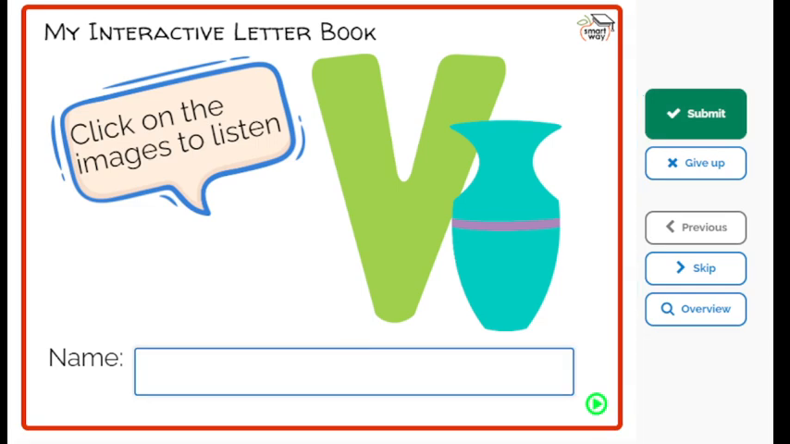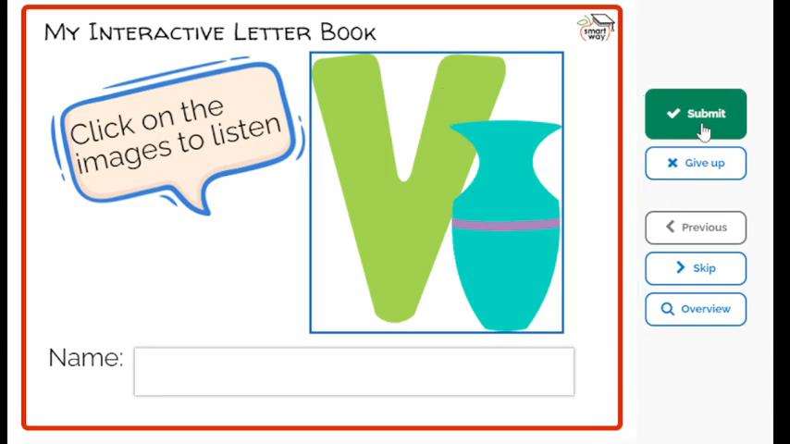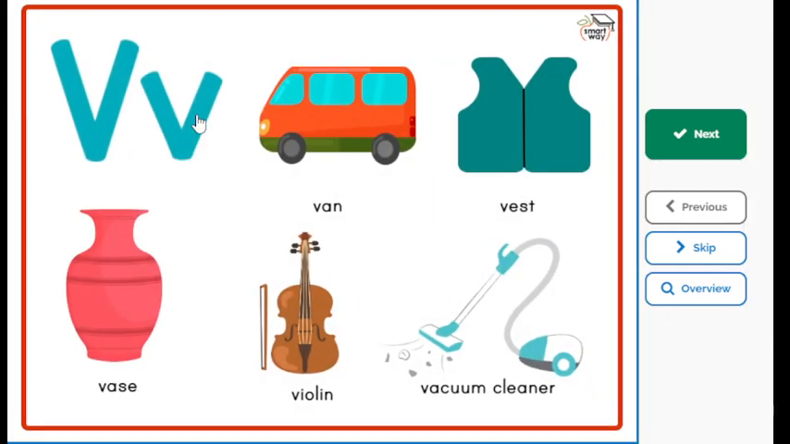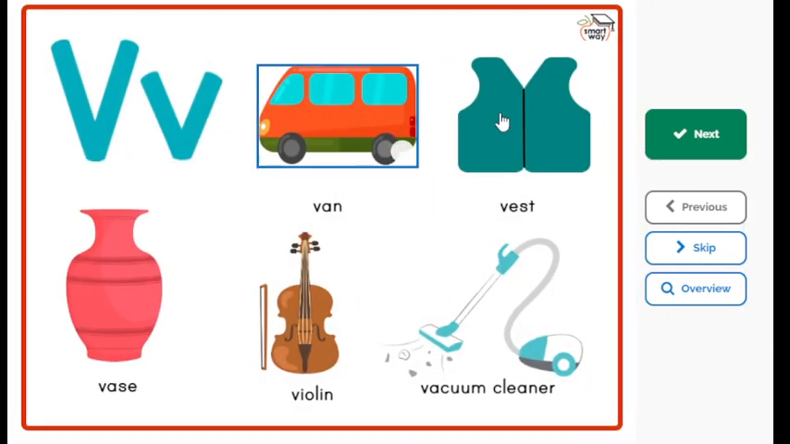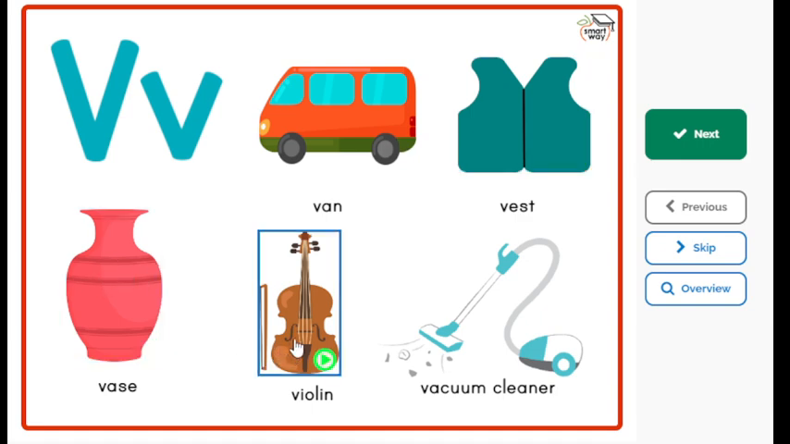Click on the images to listen. V. Click and listen. V. Van. Vest. Vase. Violin. Vacuum cleaner.